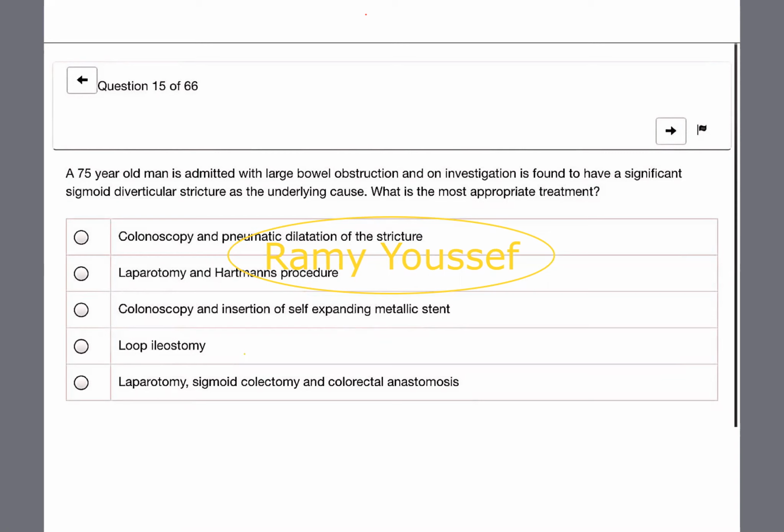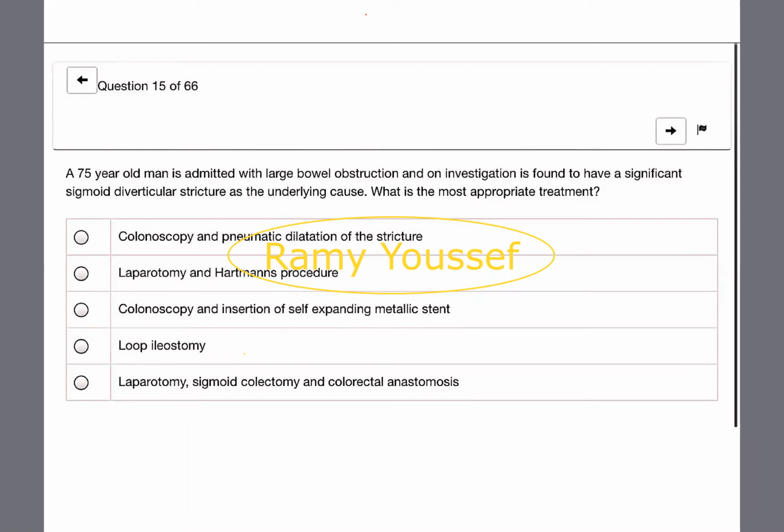So we do the self-expanding metal stents? Stent, yes, for diverticular disease? No. So this is a left-sided obstruction, benign left-sided obstruction. What will you do for it? Dilatation? What's our protocol for obstructed left-sided or sigmoid? Laparotomy, sigmoidectomy, and colorectal anastomosis. Do we make anastomosis on the left side? No. Loop ileostomy, okay.